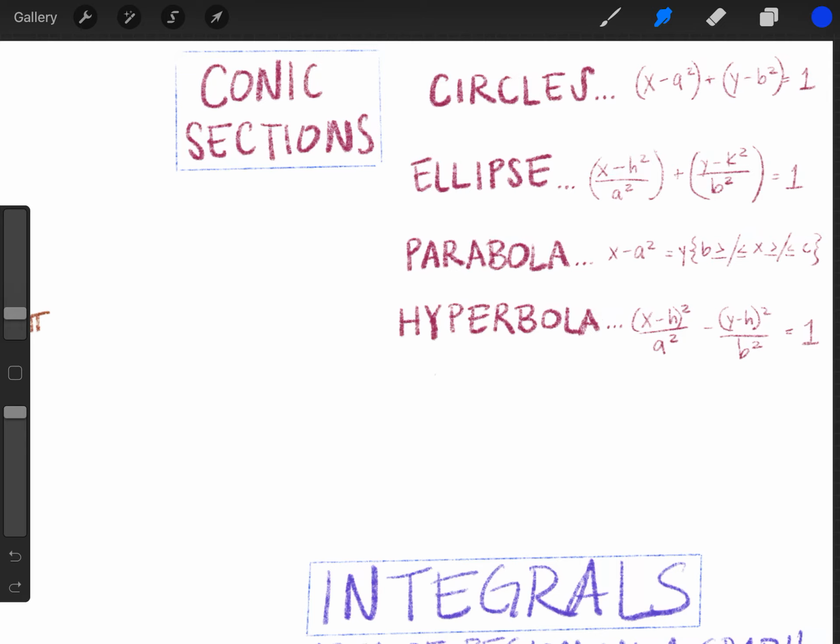As we can see, the circle needs to equal 1 to be completed. And for the parabola here, you need to have equal to, greater than, or less than on each side of your number, or variable, in order for it to be complete.